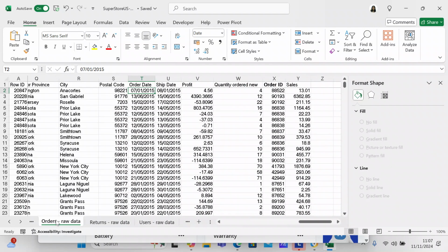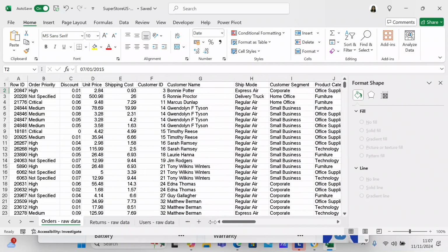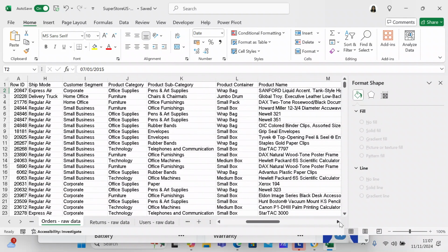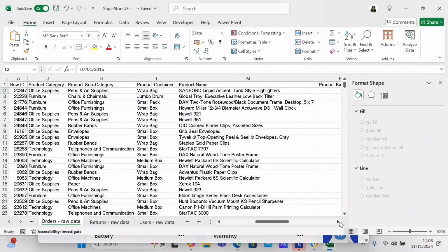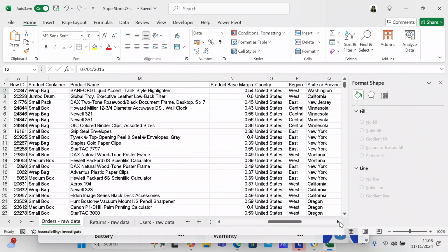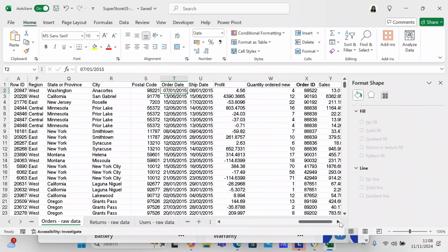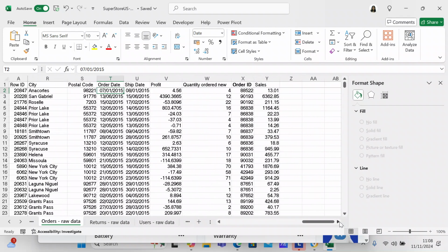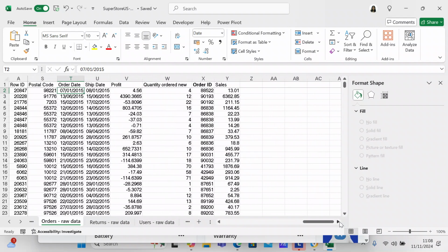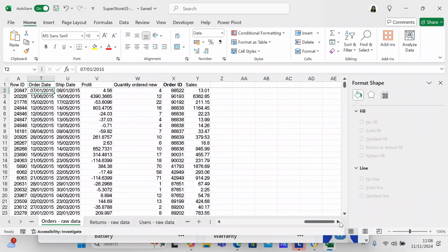So in the sales data set, you've got lots of columns. You've got the row ID, order priority, discount, unit price, shipping price, customer ID, customer name, ship mode, customer segment, product category, product subcategory, product container, product name, product base margin, country, all the countries are in the US, the region, the state or province, the city, your postcode, order date, ship date, the profit you get from the sale, quantity ordered new, your order ID, and sales. I put sales at the very end.